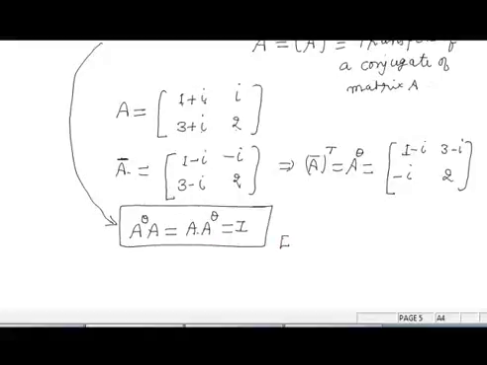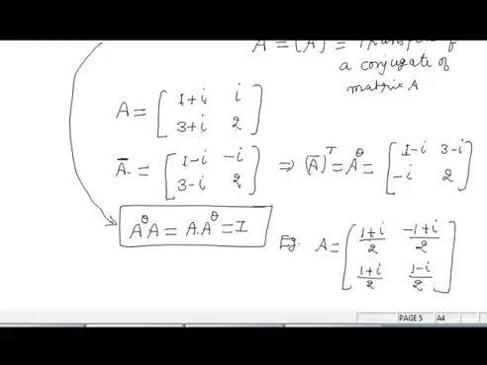And an example of the unitary matrix can be given as A is equal to 1 plus I by 2, minus 1 plus I by 2, 1 plus I by 2, 1 minus I by 2. If you take the complex conjugate of each term, all four terms being complex, and after that take the transpose and multiply with the original matrix A, we should get the unit matrix. Then it is called the unitary matrix.